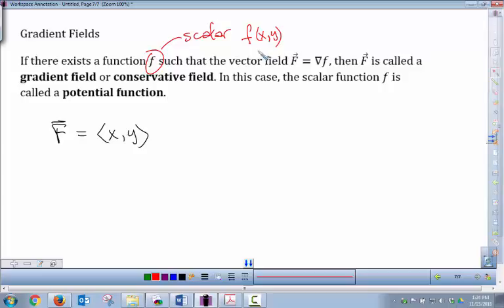If you can find a scalar function where the gradient of that scalar function, remember the gradient is just the derivative with respect to x and derivative with respect to y put into a vector form. If you can find a scalar function whose gradient is equal to the vector field, then you have what's called a gradient field. Okay?